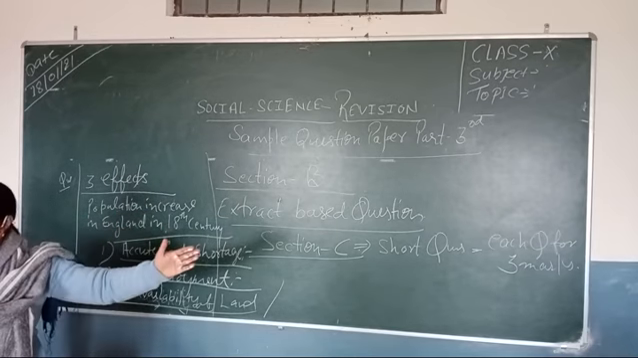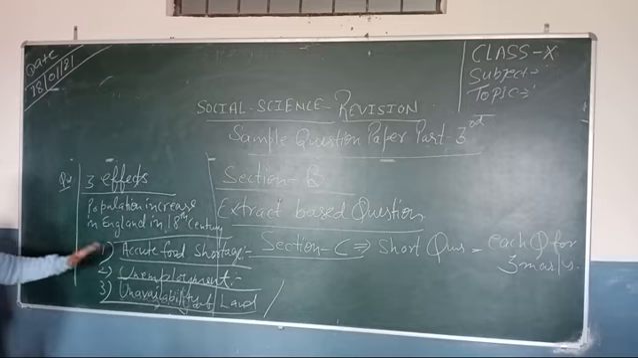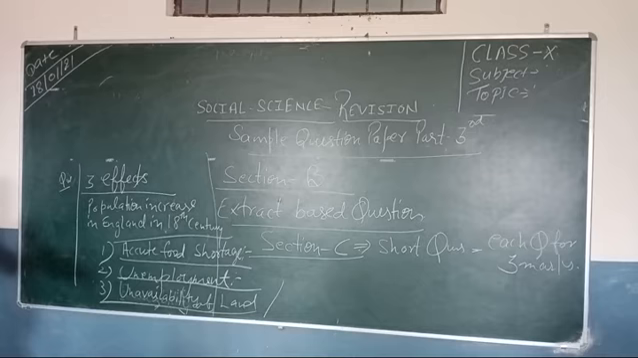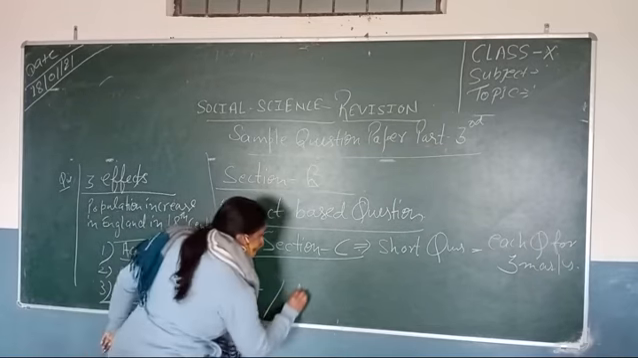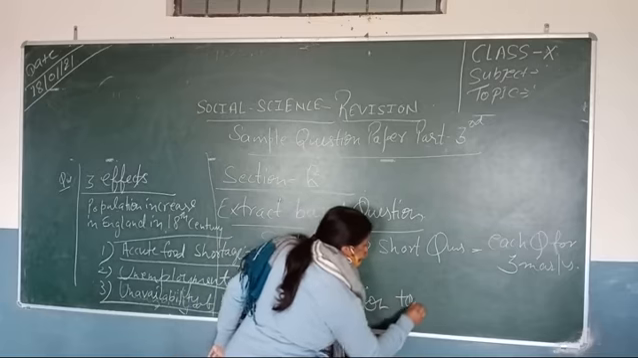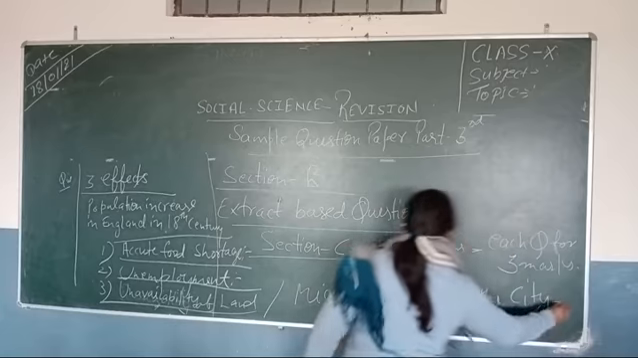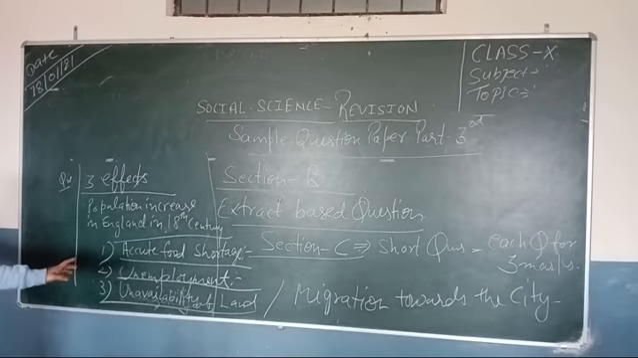The people from the village are going in search of jobs to the urban or the city area. Yes or no? This was the effect also. The farmers, peasants and labor were not getting work. But anyhow, they have to feed their children and themselves. That's why they are migrating. Migration, the third heading. Migration towards the city. Yes or no? Now you are having all the three headings.